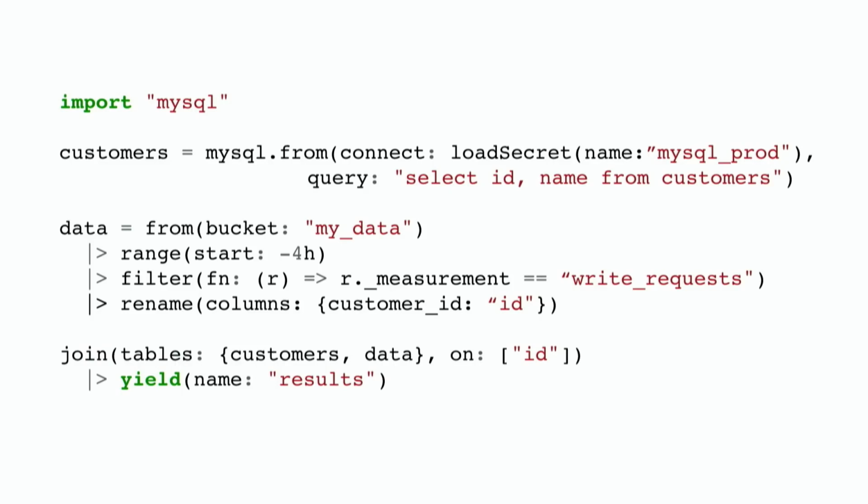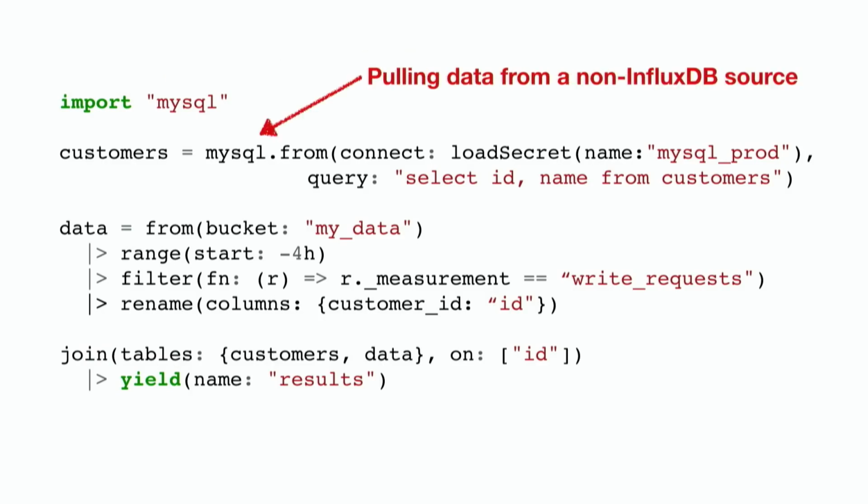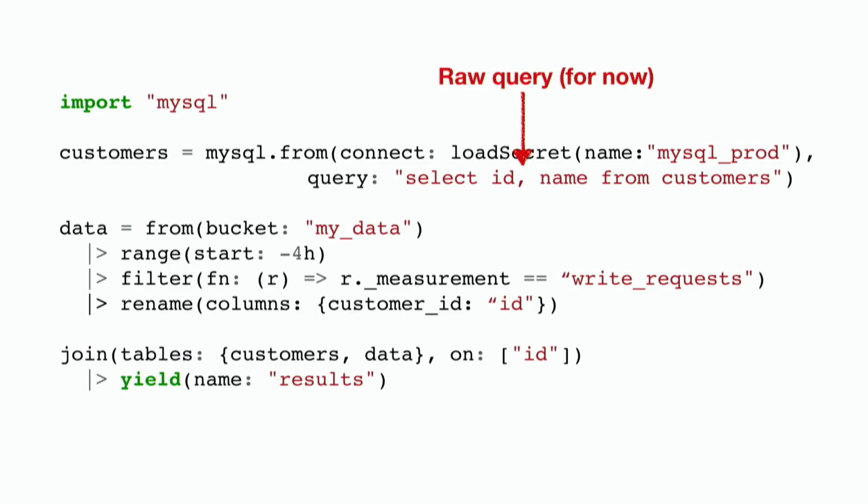So the stuff that we can highlight here are, we can see we have imports. Now, MySQL is probably going to be built into the standard library, but users will be able to define their own packages and their own namespaces and share them with each other so they can import stuff. Obviously, we're pulling data from a non-InfluxDB source. For now, we're just passing in a raw SQL query.